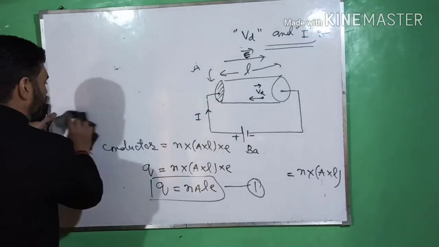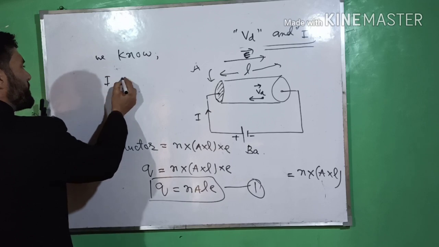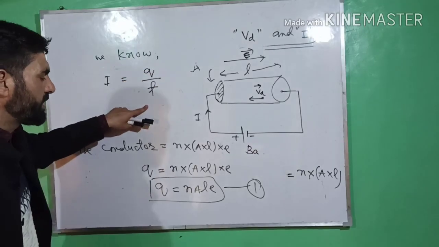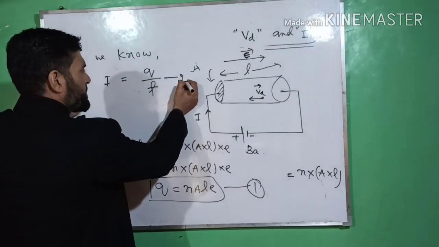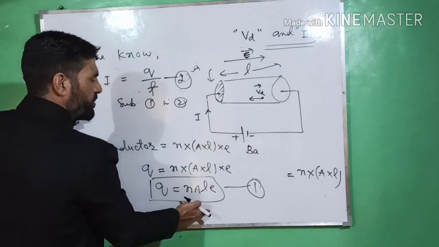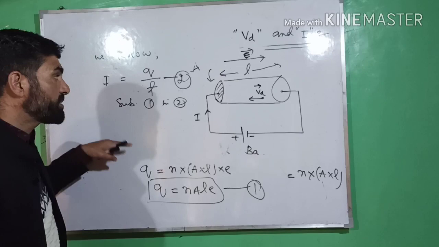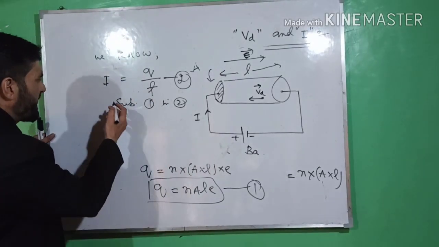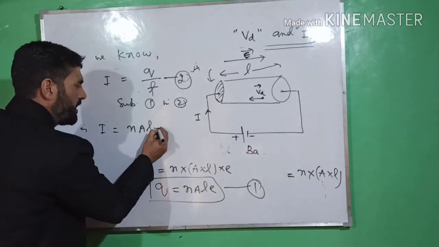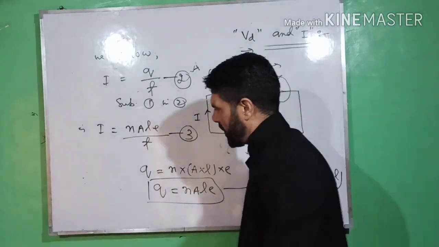Now see here. We know that I is equal to Q by T. We know that electric current is charge flowing per unit time. Write this as equation second. Therefore substitute the first equation in the second. So I is equal to, in place of Q, what do we write? N A L E divided by T. Write it down as equation number third. That is very simple and important.